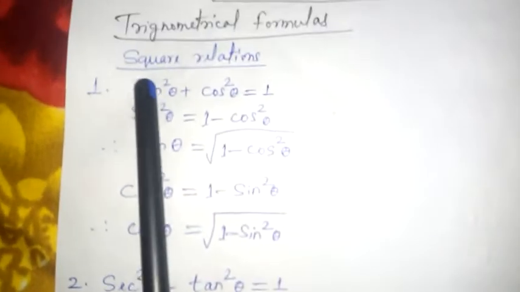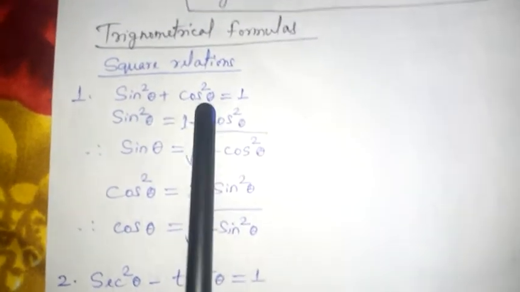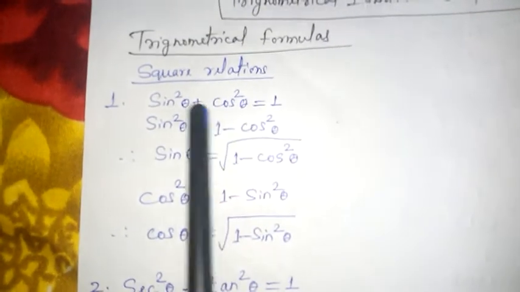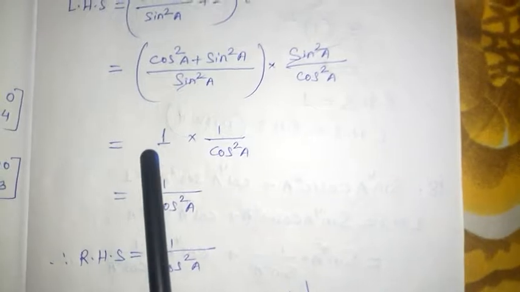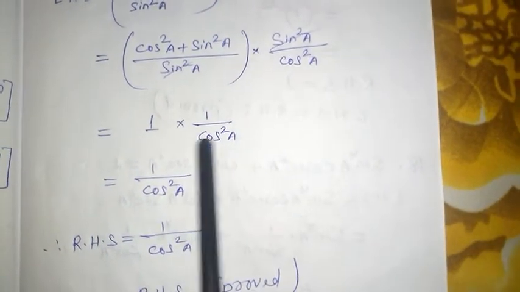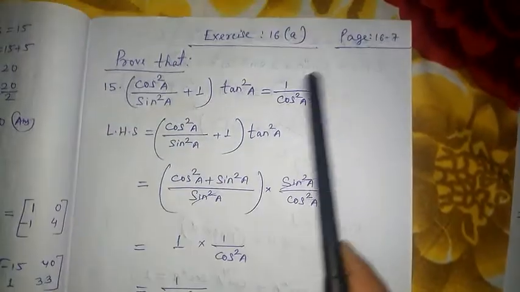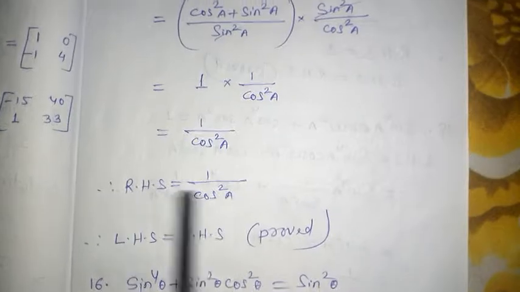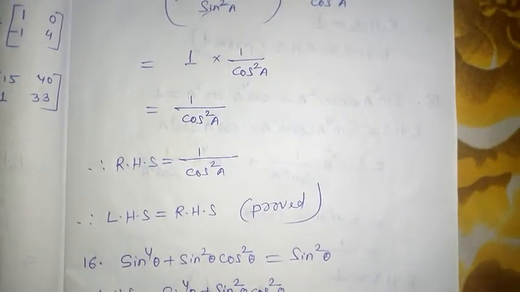How is it 1? Again, the formula. You can see the square relation: sin square theta plus cos square theta is 1, or I can say cos square theta plus sin square theta is equal to 1. Both are the same formula. Cos square theta plus sin square theta equals 1, and here nothing is there, meaning 1 is there, 1 by cos square a. If you multiply with 1, I get the same thing. So it is equal to RHS. I can write RHS also is same. LHS equals RHS, proved.